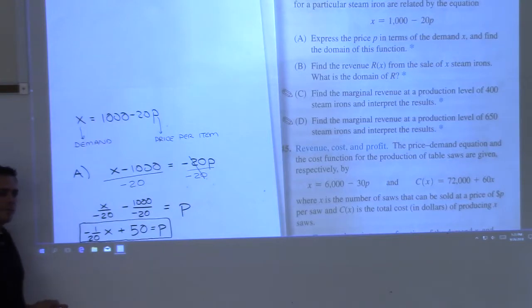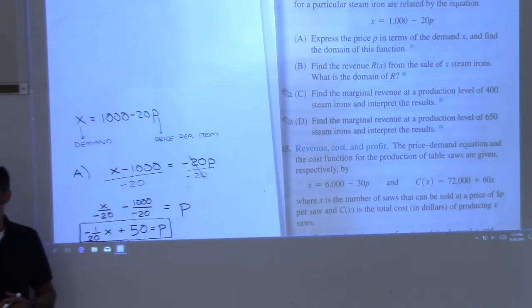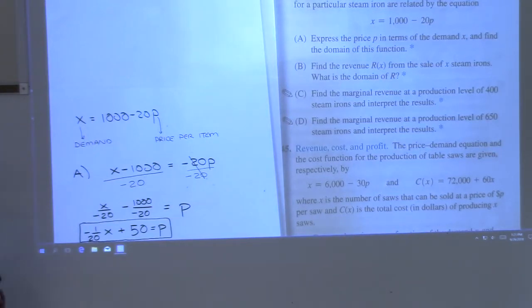All right, now we haven't answered the domain part. Isn't domain x? Domain is asking what x's make sense. Would you agree that we would never want to set our price to be negative? Because then it wouldn't make sense. You go to the store, and your phone's negative $50. It doesn't make any sense.